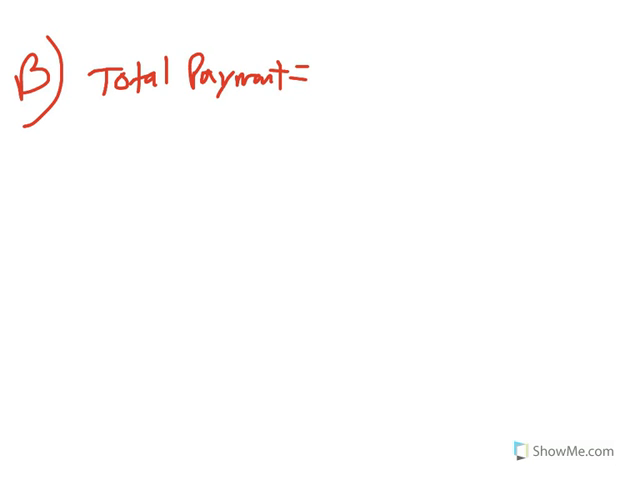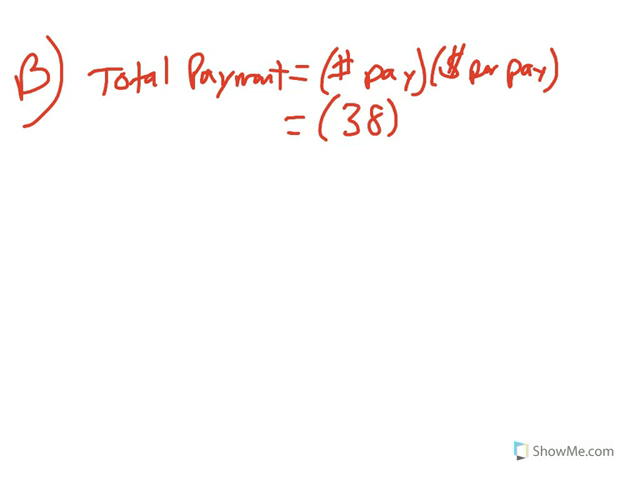Part B says, how much interest will be earned on the account? Well, to figure that out, we got to first figure out how much money has he paid out. What is his total payment? Simply take the number of payments times the dollars per payment. He made one payment a year for 38 years. It's 38 payments. He paid out $2,500 each time. 38 times 2,500 using a calculator is $95,000. That's how much money he saved for retirement.